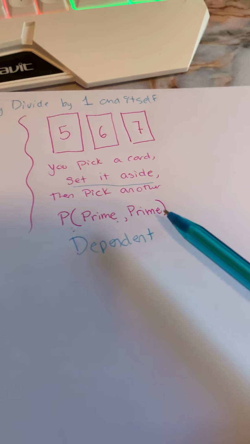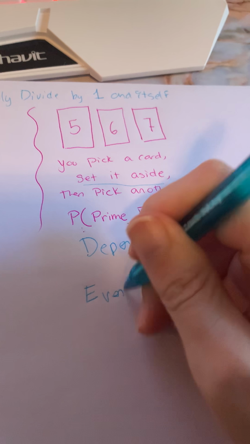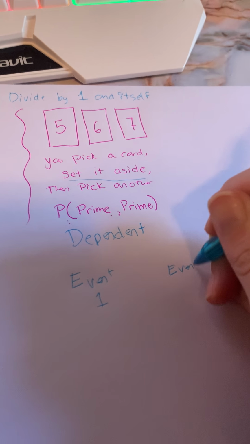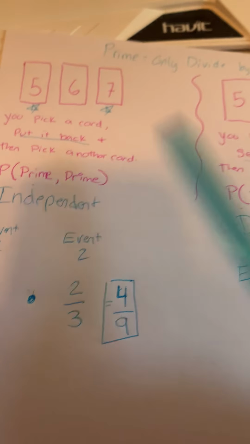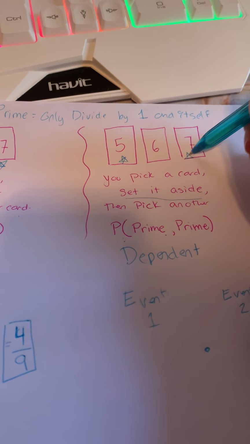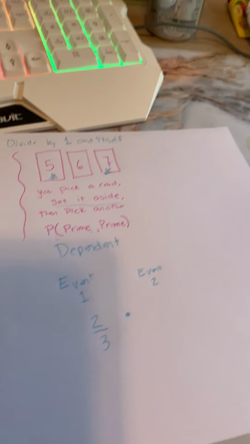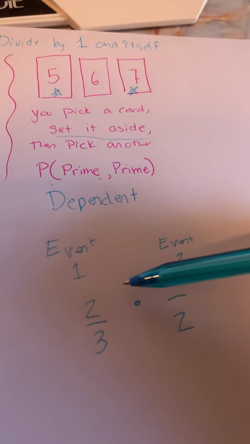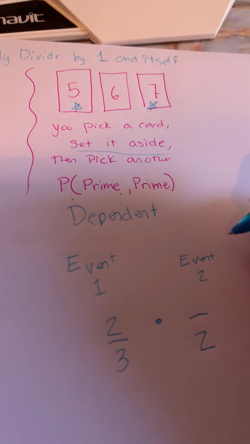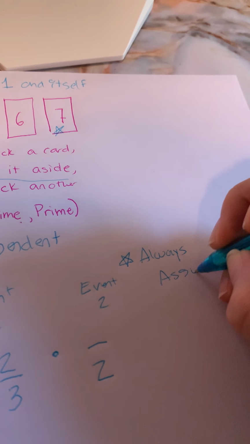The second one, this is the one where we're going to set it aside. So for event 1 and event 2, we're going to multiply our 2 things here. So event 1, same as we were doing before. There's 2 prime numbers out of 3 total. So the first one is still 2 out of 3. For the second one, since we set it aside, now we're only going to pick out of 2 cards. There's only 2 options here. When you're doing this, when you do event 2, always assume that event 1 went according to plan.